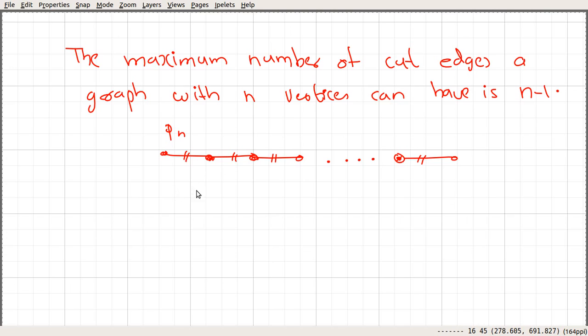Okay. Similarly, if you consider a tree, we know that a tree with n vertices has n minus 1 edges. That's one defining property of what is called a tree. For example, if you look into this particular tree, the number of vertices is 1, 2, 3, 4, 5, 6, 7, 8, 9, 10, 11, 12, 13, and the number of edges is 12.